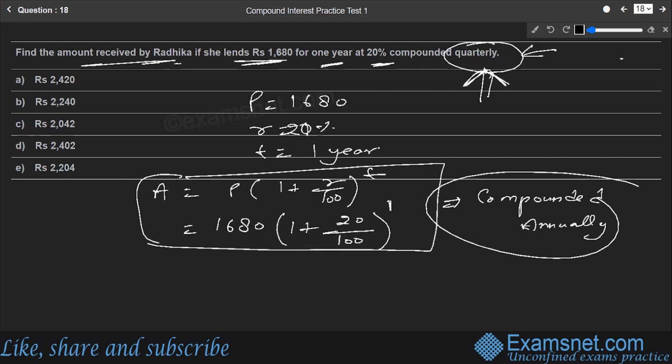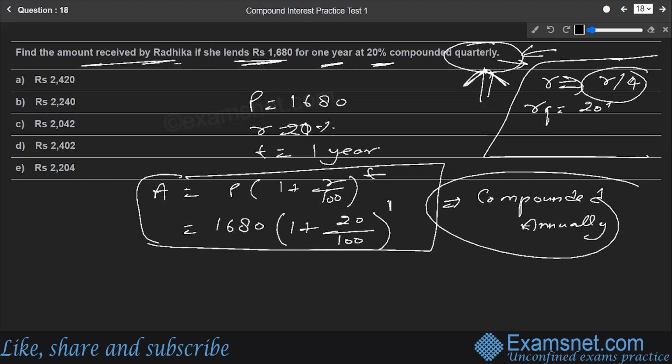So what do we do when compounding is done quarterly? Quarterly means 1 by 4 of a year. So if the compounding is done quarterly, the rate is changed to rate by 4, because compounding is done at the 1 by 4th time of a year. So the new rate for quarterly compounding will be 20 by 4, that is 5%. And the time is changed to 4 times t. Why? Because quarterly compounding means compounding after every 3 months, and there are 4 such durations in a year, so we multiply by 4.